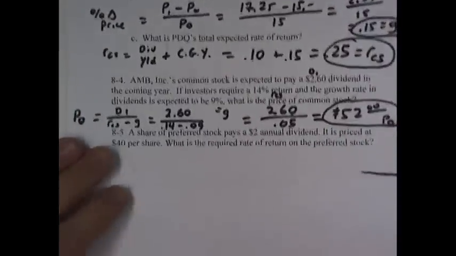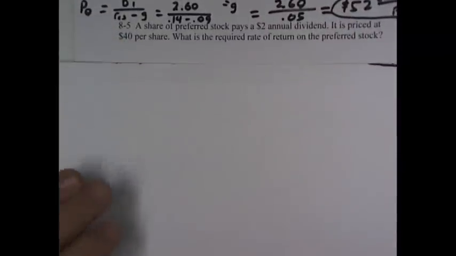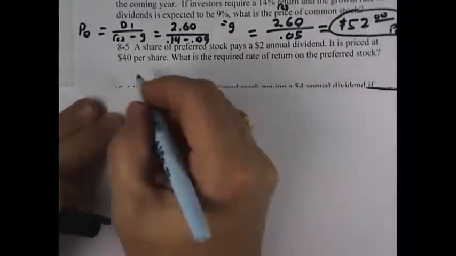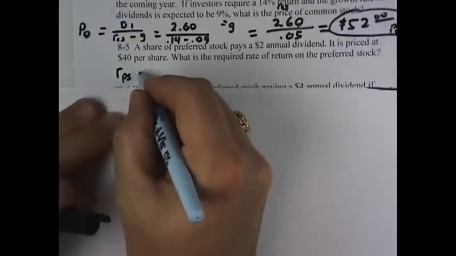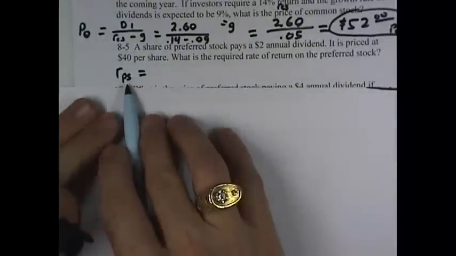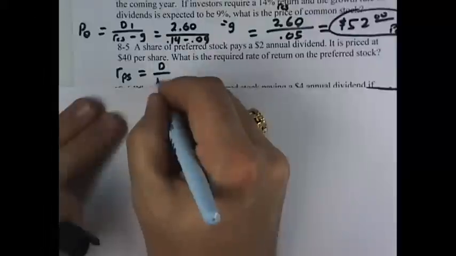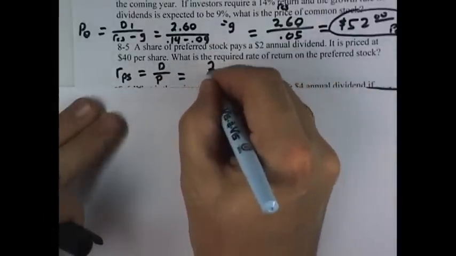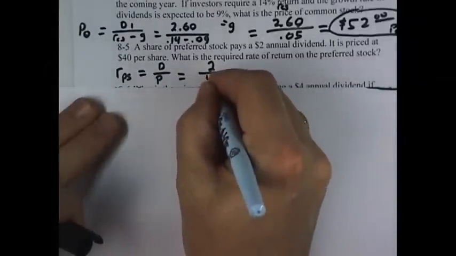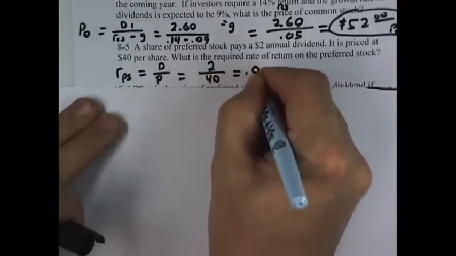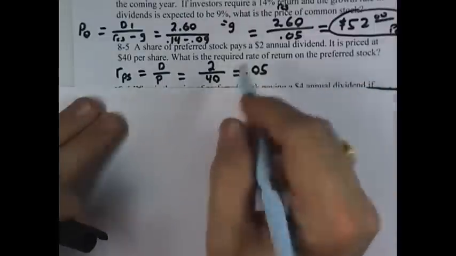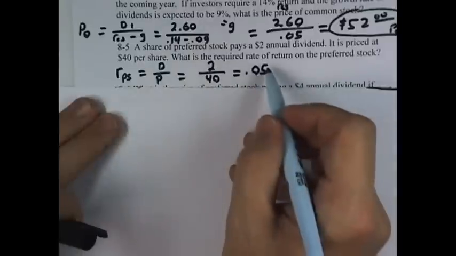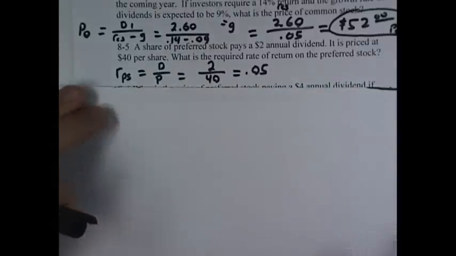Problem 8.5 says a share of preferred stock pays a $2 annual dividend. It is priced at $40 per share, so what kind of required return are we looking at on this preferred stock? The return on preferred stock is the dividend over the price. The $2 dividend as a percentage of the $40 price I would have to pay to purchase the stock is 5%. If I pay $40 for the stock today, I get a $2 dividend every year. I'm earning 5% on my $40 investment.